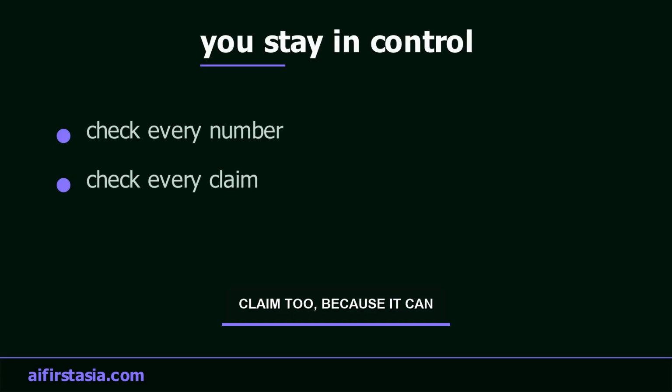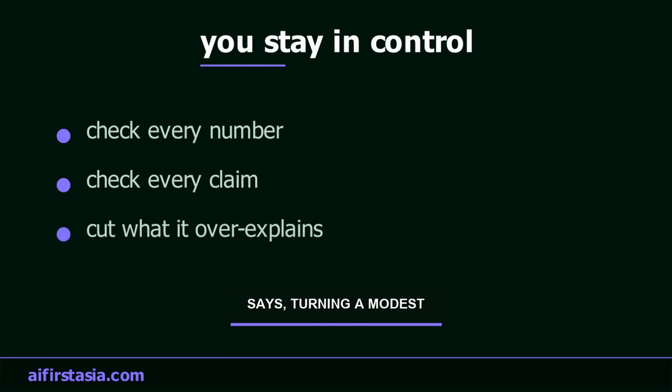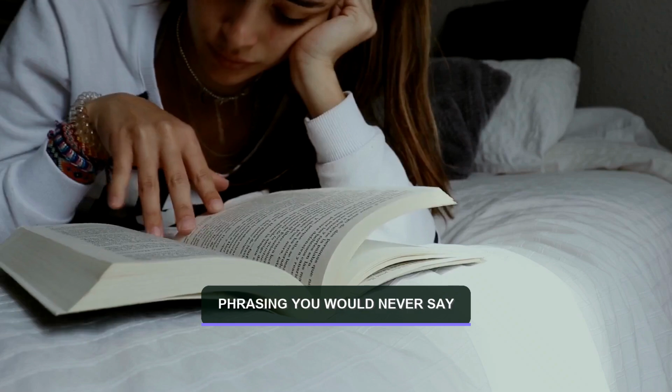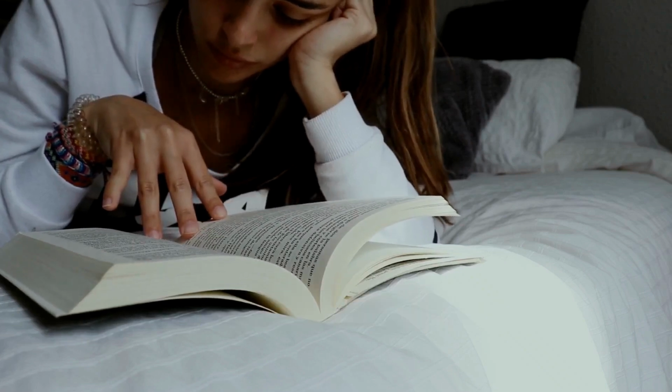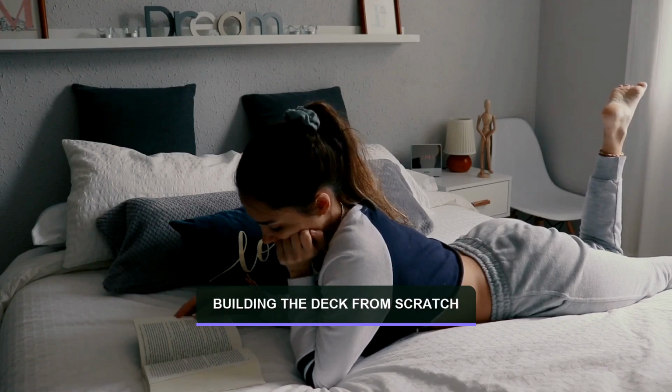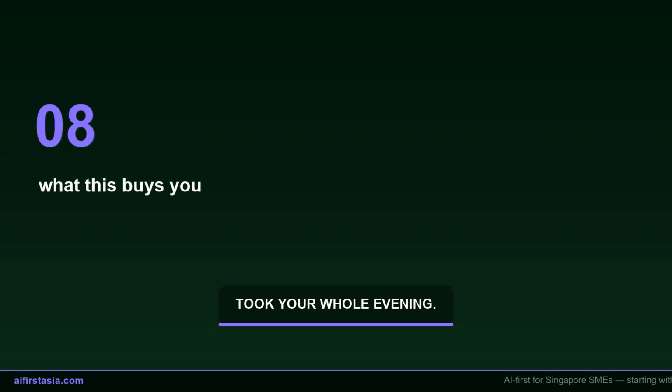Check every claim too, because it can overstate what the document says, turning a modest result into a promise you cannot keep. Then cut what it over-explains, because AI outlines tend to pad, and the tight talk beats a thorough one, and make the words yours, not phrasing you would never say aloud. Checking an outline against your own report takes minutes, while building the deck from scratch took your whole evening. The AI shapes the structure. You guard the facts and the message.